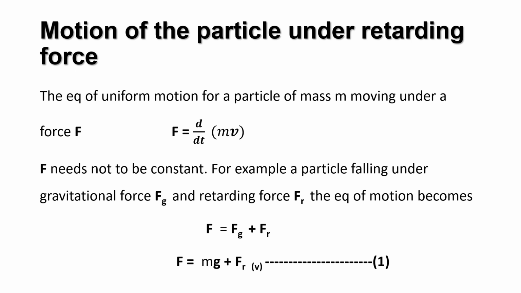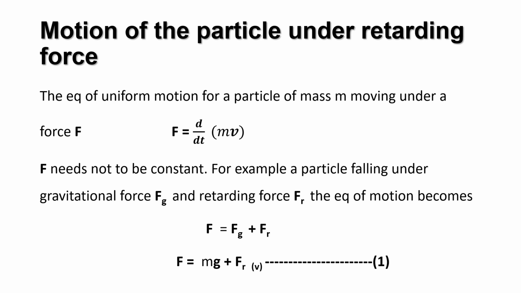F need not be constant. For example, a particle falling under the gravitational force Fg, and there is also a retarding force of air resistance Fr. So the total force will be equal to the gravitational force plus the retarding force Fr. We know that Fg is equal to mg, and the retarding force will be Fr of v, giving equation number 1. And what is the retarding force and what is its effect on the particle.